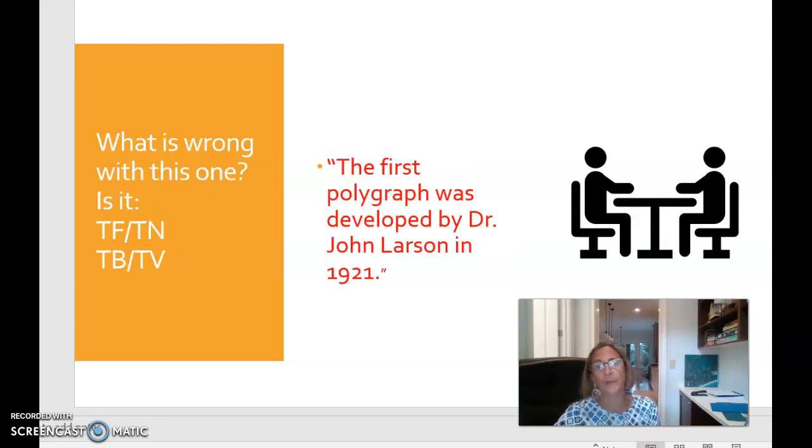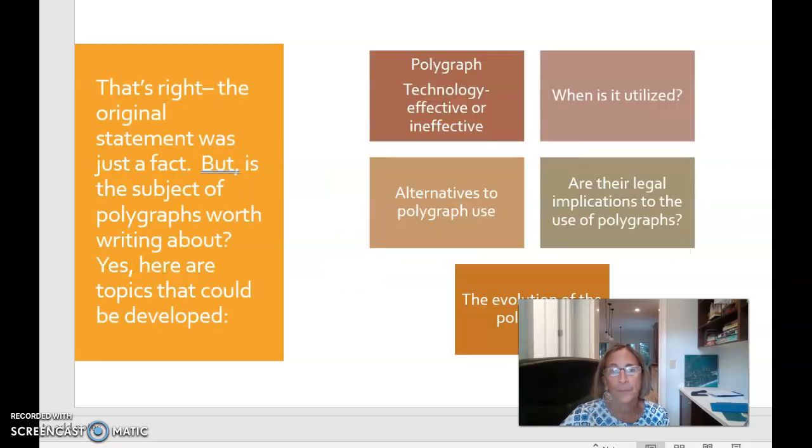Here's an example. What's wrong with this one? Is it too factual, too narrow, or is it too broad and too vague? The first polygraph was developed by Dr. John Larson in 1921. That's pretty obvious, correct? It's just a statement of fact. But let's go back. Is the subject of polygraphs worth discussing? Are there topics that could be further developed? And yes, there certainly are.